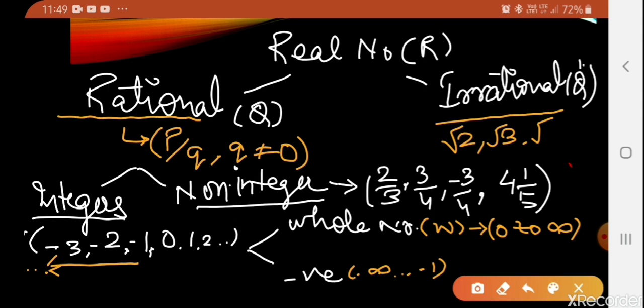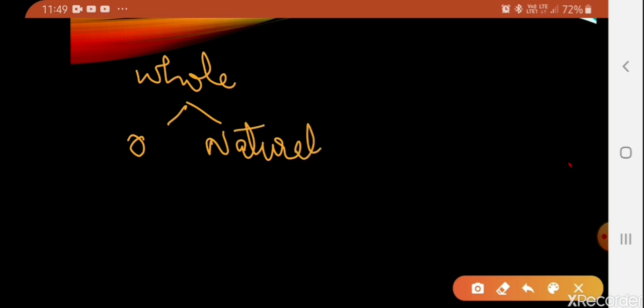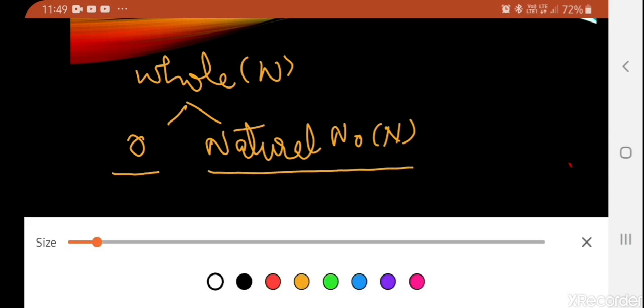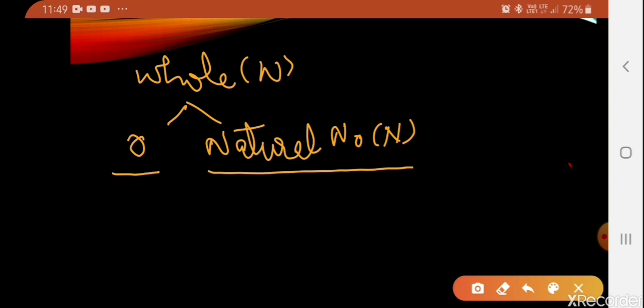Whole numbers again can be categorized into two parts. What are they? They are 0 and natural numbers. Natural numbers are denoted by N and whole numbers are denoted by W. So, 0 includes only 0 and these natural numbers include all the numbers that lie on the right hand side of the 0, meaning 1, 2, 3 and up to infinity. But here the fraction part will not be included because that is a part of non-integer numbers.